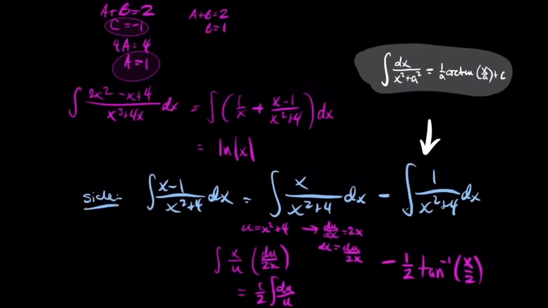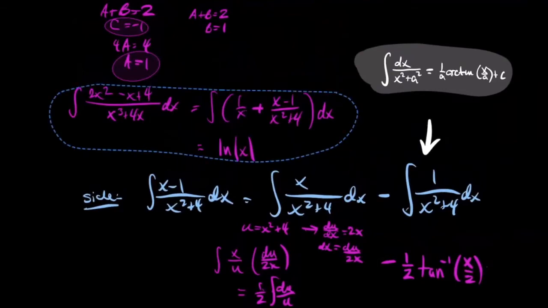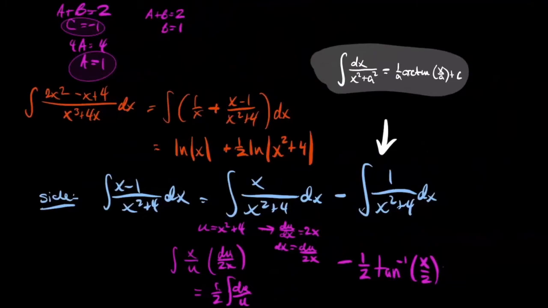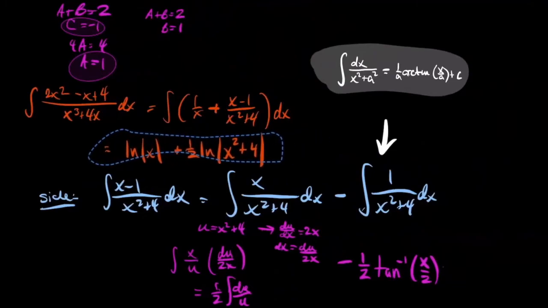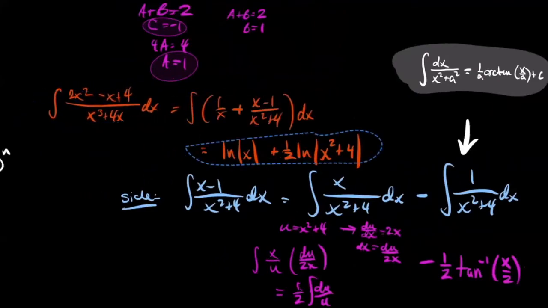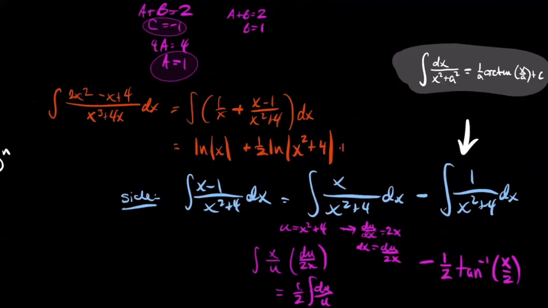All right, so I'm going to go back up here and actually write out our solution here. So then we had the second integral, which was 1/2 natural log of x squared plus 4. And then we had the third one, which was the arctangent. So plus 1 over 2 arctangent of x over 2 plus c. And we're done.